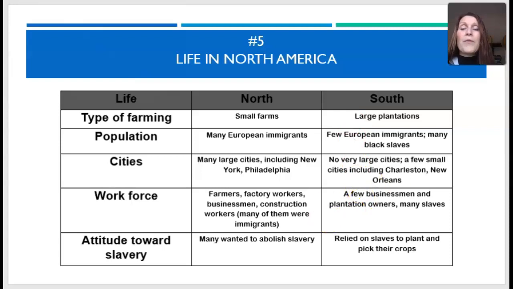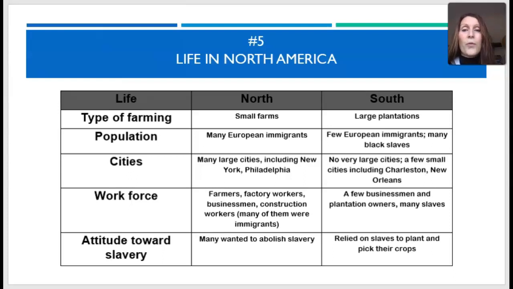Type of farming: in the North were small farms, in the South were large plantations. Population in the North, many European immigrants, people that came over from Europe. Population in the South, few European immigrants, many black slaves. Cities in the North, many large cities, including New York and Philadelphia. Cities in the South, no very large cities, a few cities, including Charleston and New Orleans.